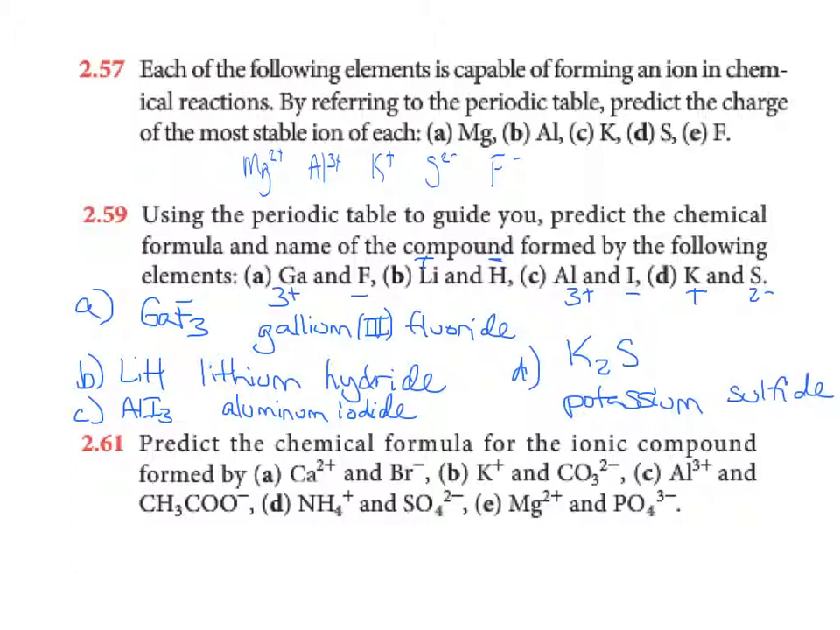Again, notice that all of these end with IDE because we just have a single element. If we had an oxygen in there, then we could have something like sulfate or sulfite, but we don't have that at all, so we just need that normal IDE ending for ionic compounds.